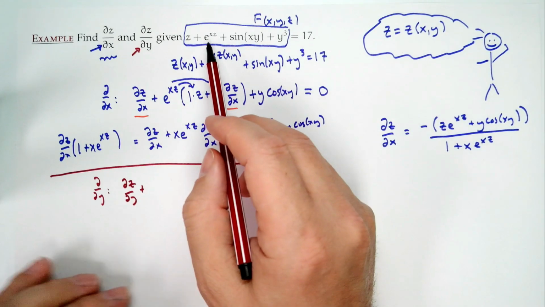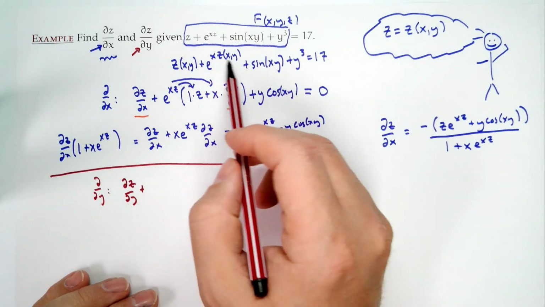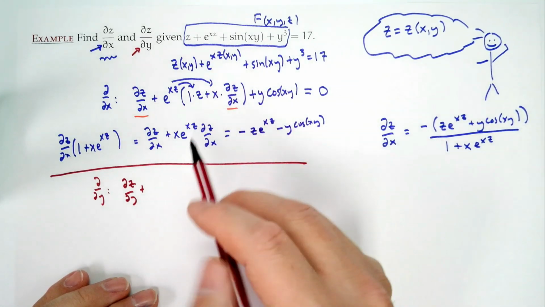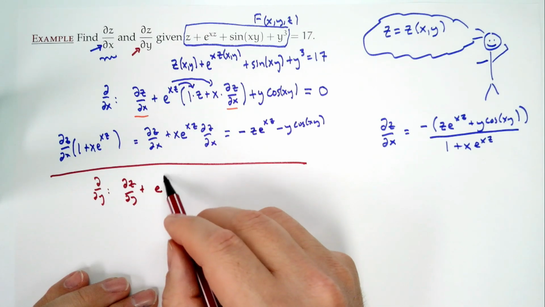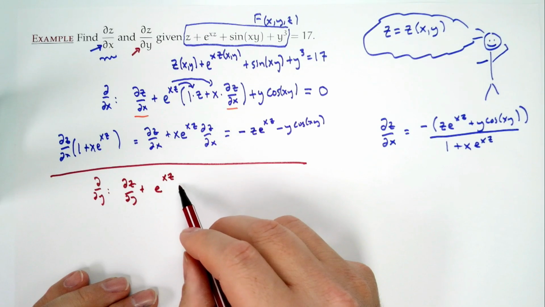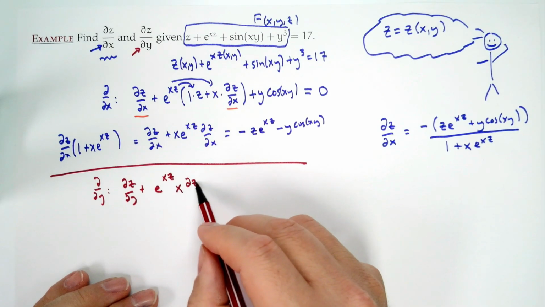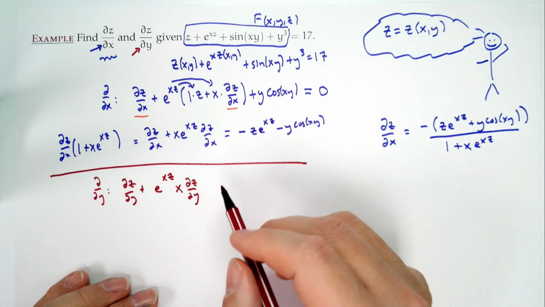So again, reading through, derivative of z with respect to y, well, that's partial z partial y plus, well, e to the xz. Well, is there a y? Well, yes, inside of the z. So that's going to be e to the xz times the derivative of xz with respect to y. Well, the x is a constant, and then the derivative of z is partial z partial y.